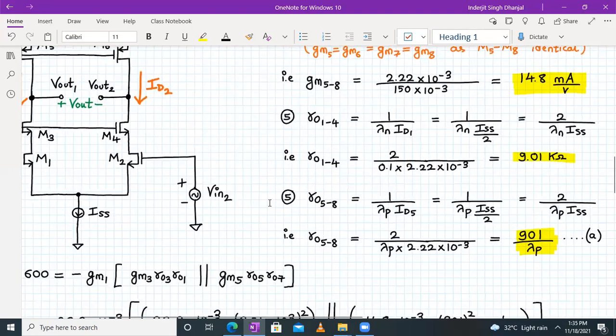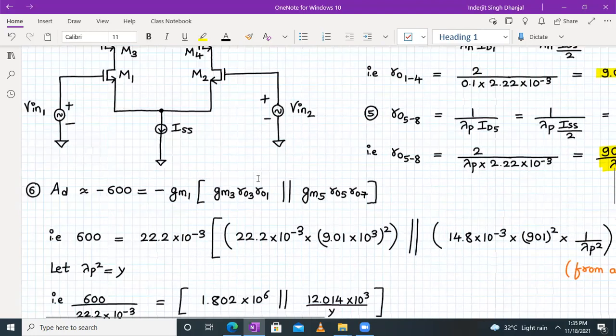Now RO5 to 8 will be 1 upon lambda p ID5. ID5 is ISS by 2. It will be twice divided by lambda p into ISS. If we don't know the value of lambda p, we keep it as it is. So our RO5 to 8 will be twice divided by lambda p into 2.22 milli. So that comes out to be 901 divided by lambda p. We'll keep it as it is.